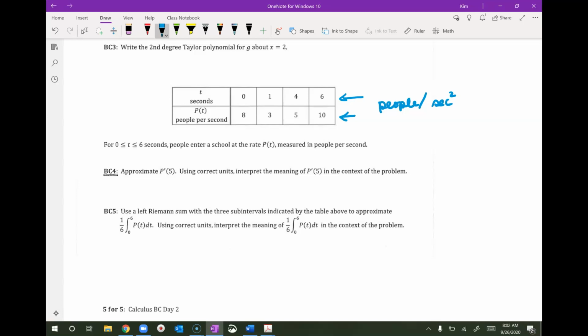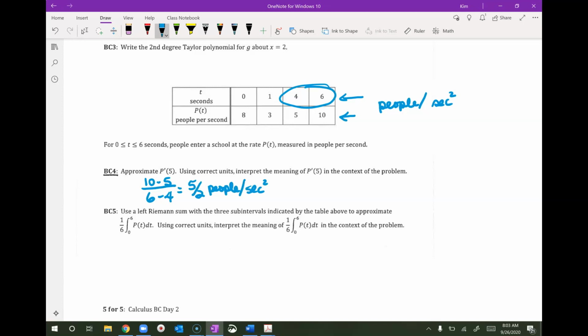So closest to 5 is 4 and 6. So we're going to do P6 minus P4, so 10 minus 5 over 6 minus 4 gives us 5 halves. You've already gone up to the chart to see what that's going to look like. So your units are people per second squared. Change in people per second over seconds.